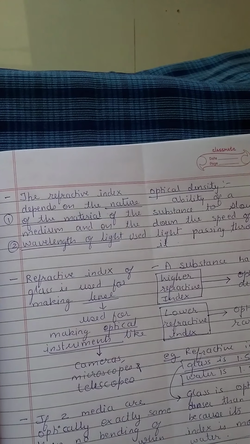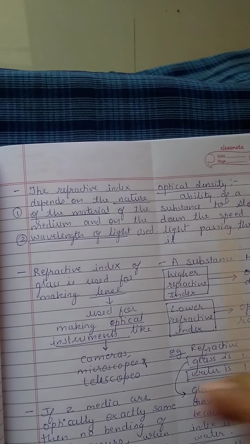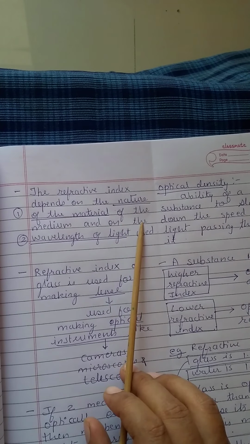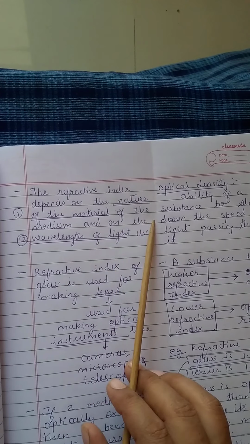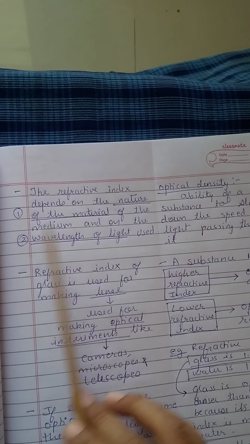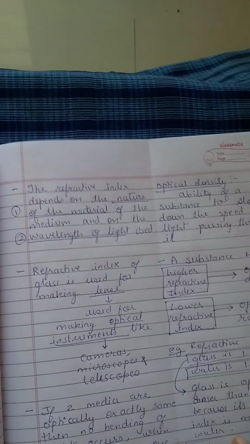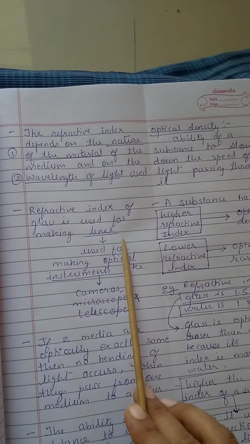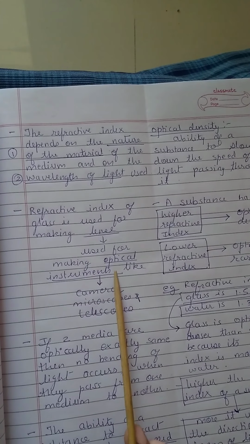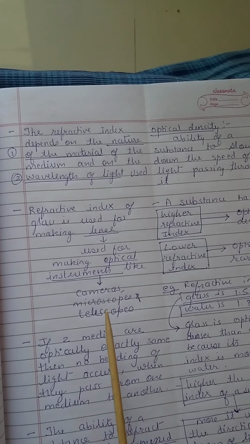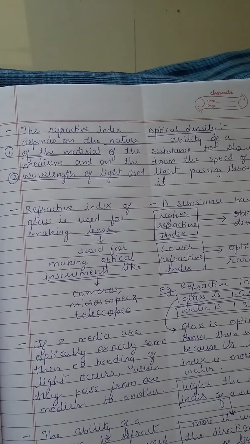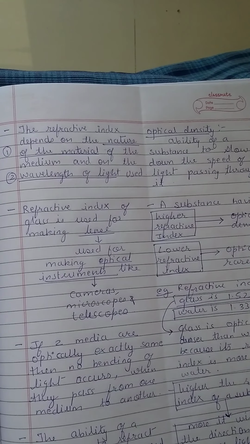The refractive index depends on two things: the nature of the material of the medium and the wavelength of the light used. First is the nature of material and second is the wavelength of light. The refractive index of glass is used for making lenses, and lenses are used for making optical instruments like camera, microscope and telescope.